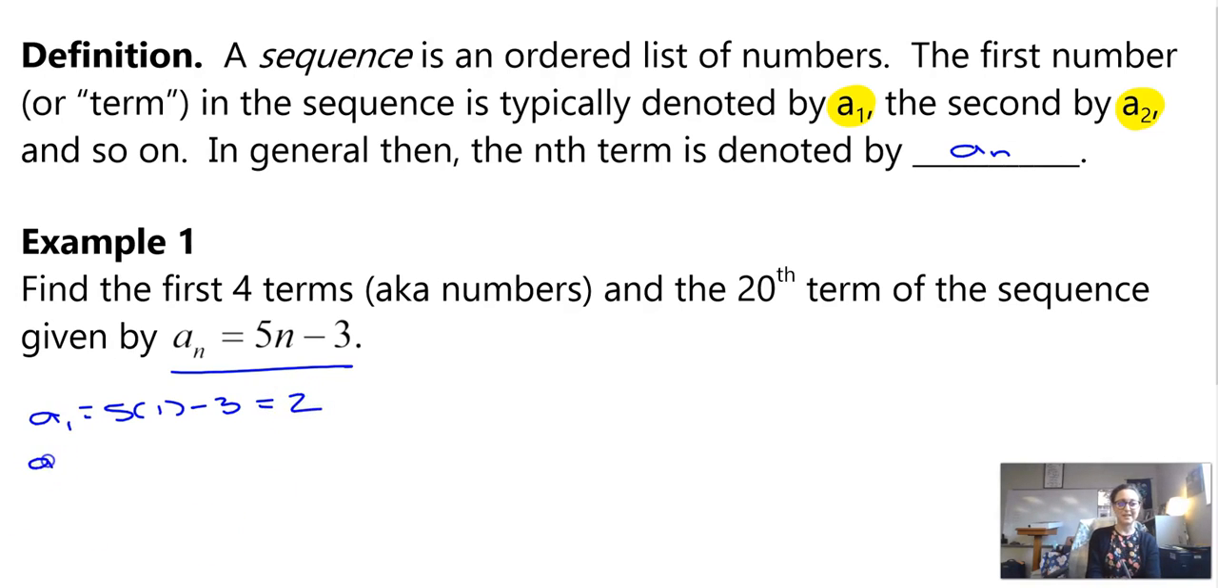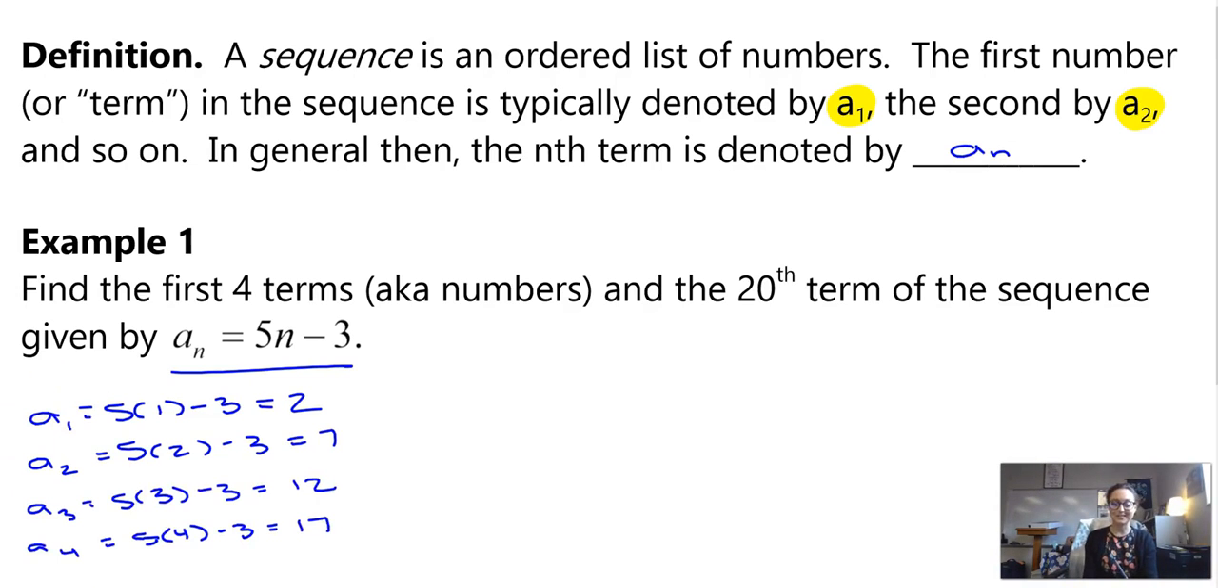Let's find the second term. That would be a sub what? A sub 2. So I'm coming back to my formula. Anywhere I see an n, I'm replacing with what? With 2. So 5 times 2 minus 3, and that'll be 7. Do you see how this is kind of akin to functions where you're plugging something in and looking for your output, right? I'm forcing a pause on the screen. You find the next 2 terms for me, a sub 3 and a sub 4. Hit continue when you're ready to check your answer.